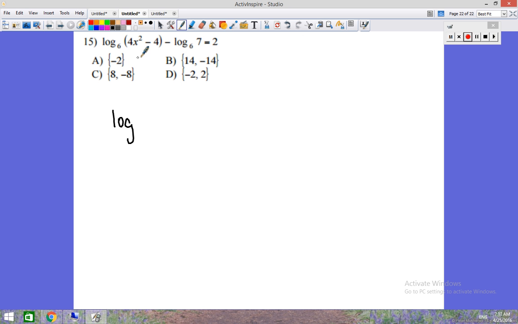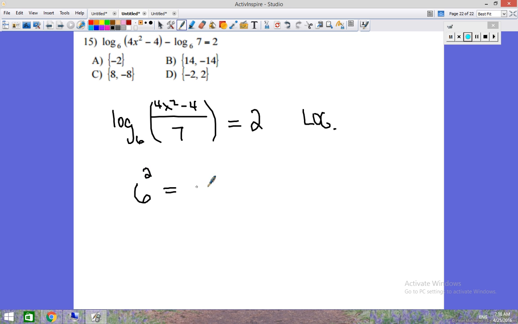On the left-hand side, the difference of two logs can be written as a single log because it's the log of the numerator minus the log of the denominator. So that gives us an equation where we have a log on the left-hand side, but on the right-hand side we don't have a log. So we can't say that this ratio is equal to 2. We have to convert it to exponential form. The base is 6. This base of 6 has some exponent associated with it, and the logarithm equals the exponent, so it's 6 squared.